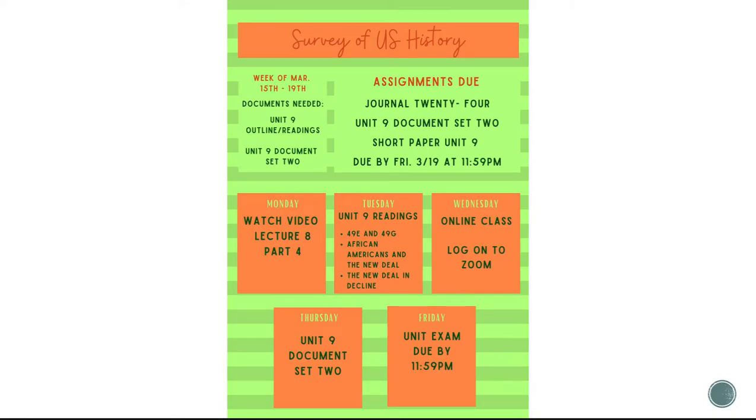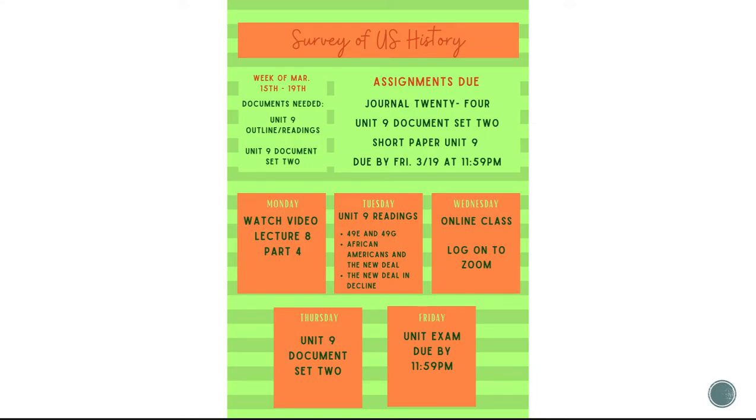You also have your assignment on Unit 9, Document Set 2. This document set is going to ask you to contemplate the actions of FDR in the New Deal and how effective each of those New Deal programs were towards dealing with the Great Depression. So keep that in mind as you read through those. There's about 10 documents there.